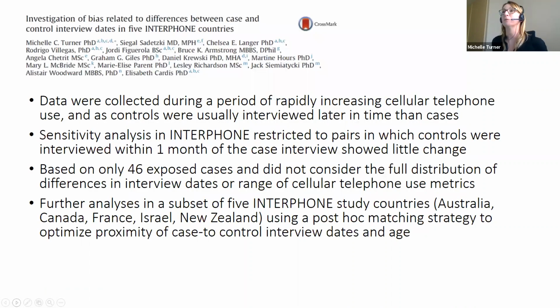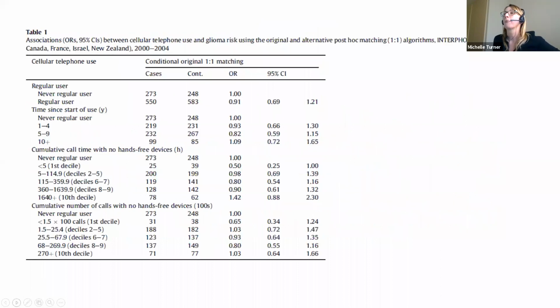So this is one paper we did in the context of this study of mobile phone use, where we recognized that the data was collected during this period of rapidly increasing phone use. And what we wanted to do is rematch the cases to controls based on their interview data in a much more careful way to see what kind of impact that would have on the study findings. So five countries participated in this analysis, and these are the main findings.